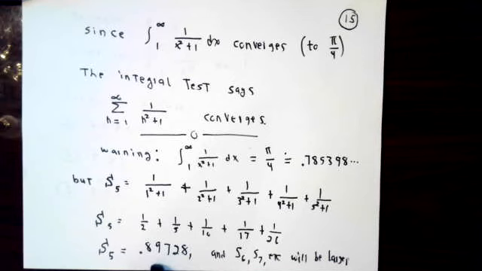And 0.89728 is not 0.785398. The integral test doesn't tell me what value the series converges to, assuming that it does converge. The integral test just gives me a yes or no answer. Does it converge or does it not converge?